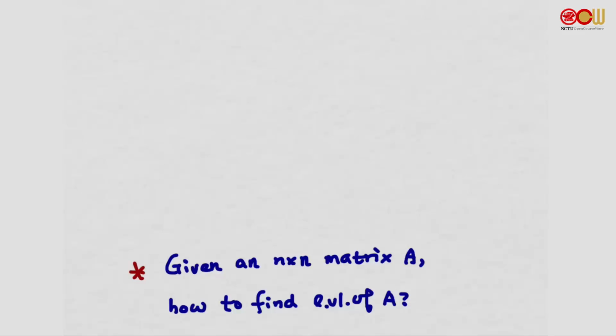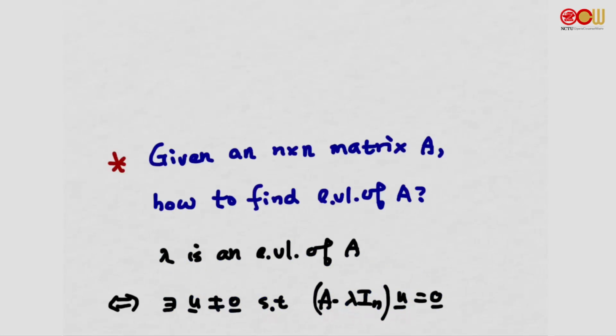Characteristic polynomials. Now let's consider the second problem that we are going to address in this chapter. Given an n by n matrix A, how can we find all the eigenvalues of A? By definition, we know lambda is an eigenvalue of A if we can find a non-zero vector so that this homogeneous equation has a non-zero solution.